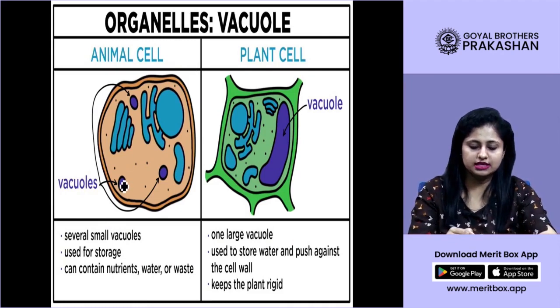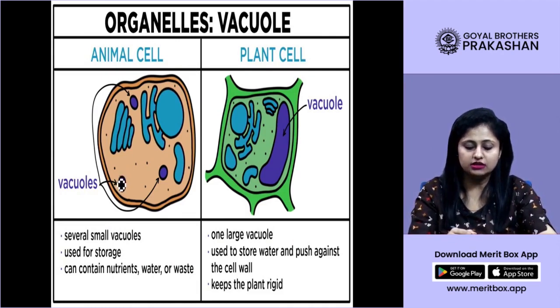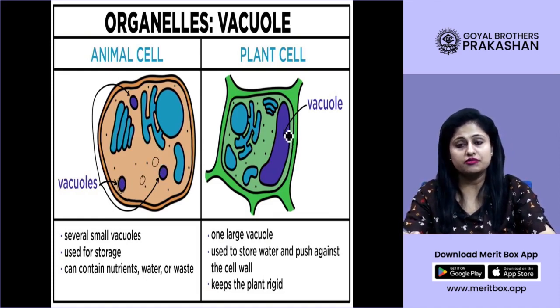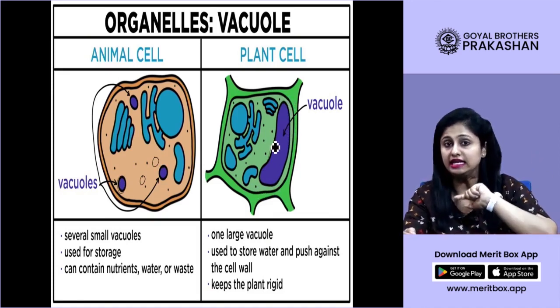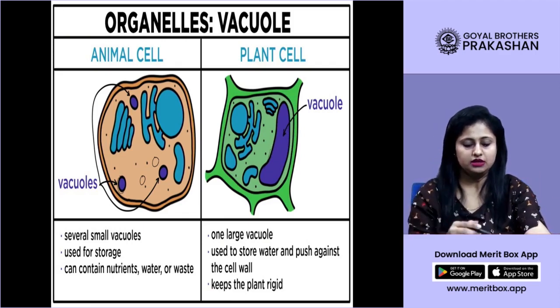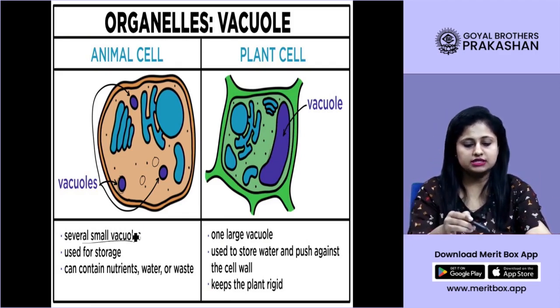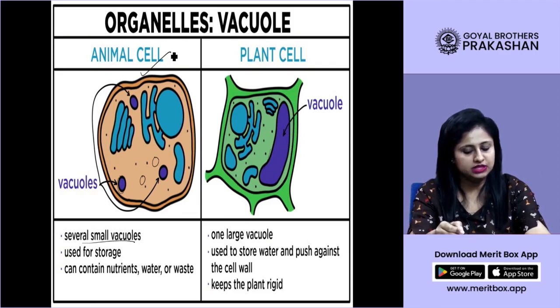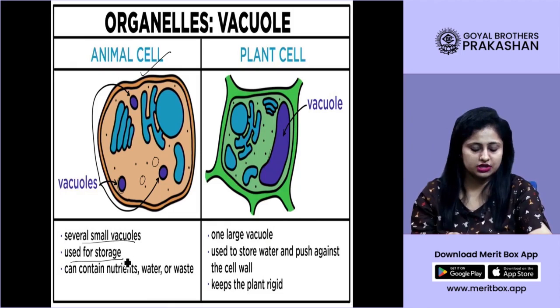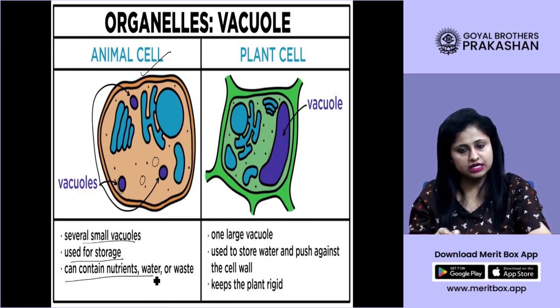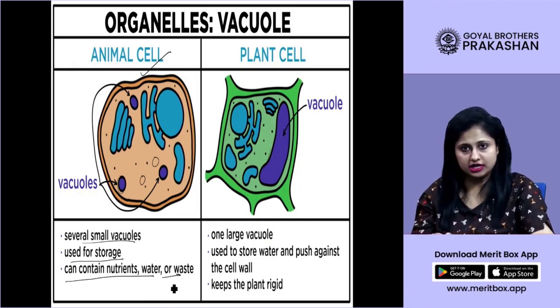So, if you look at the presence of vacuoles in an animal cell, the vacuoles are very small in size. But in a plant cell, the vacuole is very prominent and it could be only one large vacuole. Several small vacuoles are present in an animal cell. Vacuoles are used for storage and can contain nutrients, water, or waste products.